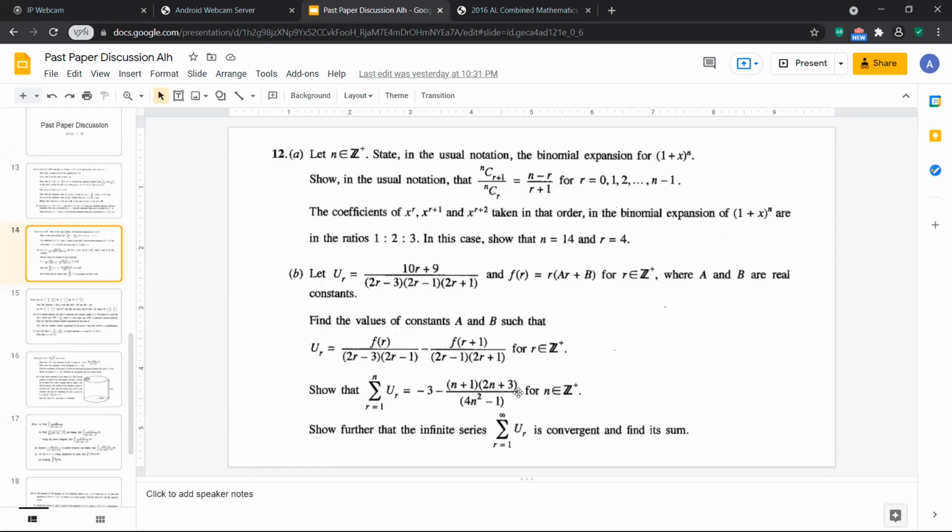Yes, sir. Right. So the last part is we need to show that the infinite series is convergent and find the sum. So how do you find this convergent? What do you mean by convergent? Convergent means, we first said r goes from 1 to n, but what if it goes until infinity? If the series gives a finite value, the answer for r equals 1 to infinity is a finite value, then we say that the series is convergent, and find its sum. So if it is convergent, you can find a finite value, right? So that's what we're going to do now.